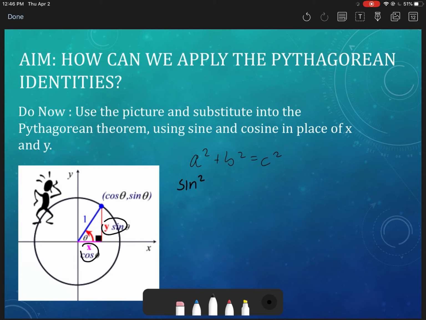So sine squared theta plus cosine squared theta equals 1 squared. Where did I get 1 from? That's our hypotenuse. Remember that the hypotenuse is always opposite the 90-degree angle. Okay, and all we do is simplify 1 squared, which is equivalent to 1. This is one of the most common trig identities. Sine squared theta plus cosine squared theta is equal to 1.